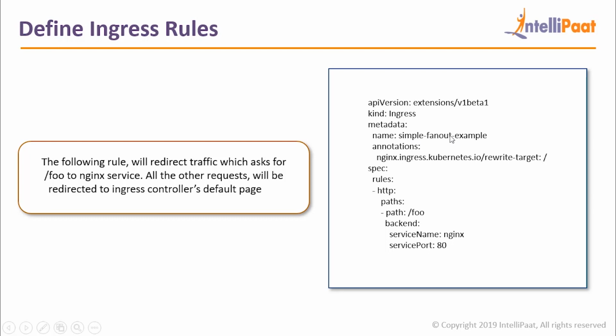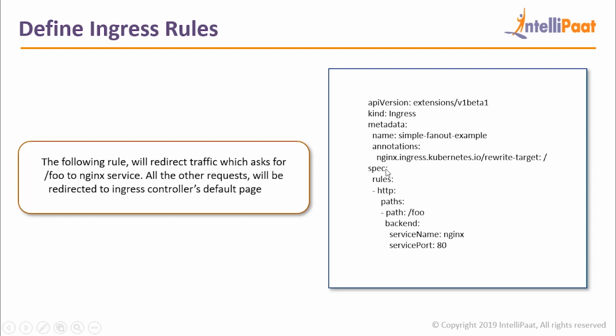So this is simple fan out example. You can put any name that you want. Then you talk about the annotations. Annotations basically talk about where I get all these properties from, the installations. So this is the annotation. You don't have to change it. This has to be exactly the same for it to work.